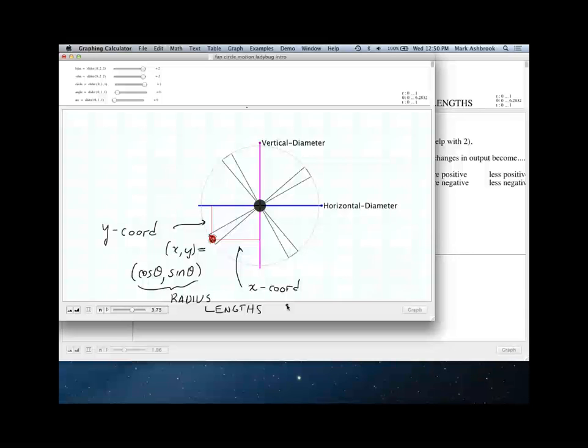So I want you to estimate the cosine and the sine right here. Last exercise. Estimate the cosine and the sine for the angle I'm showing you right here. Go. So it's this angle right here. Estimate the sine and cosine of that angle.